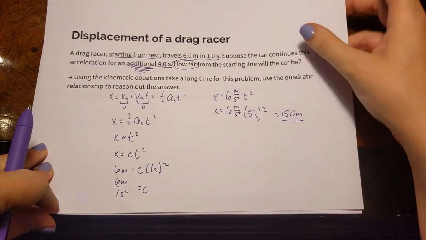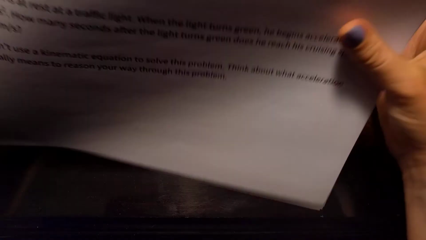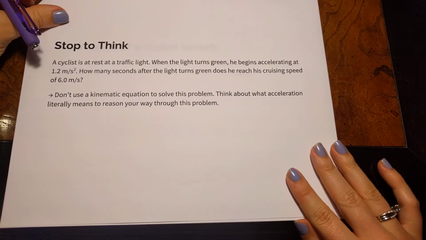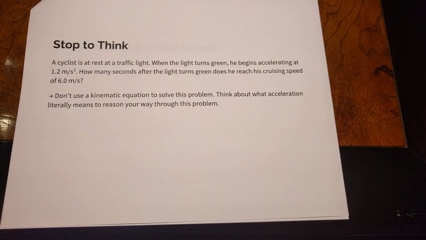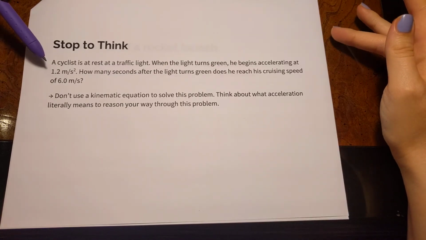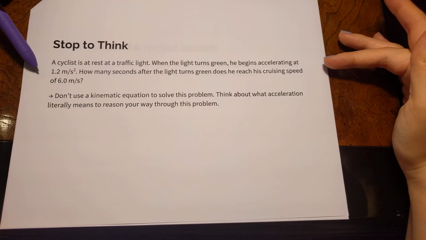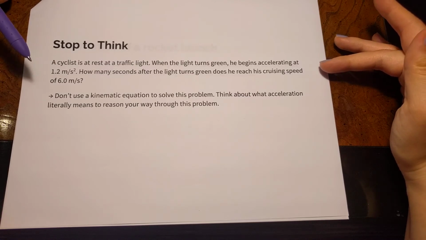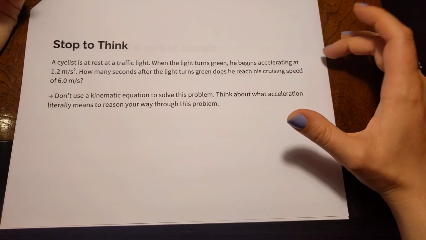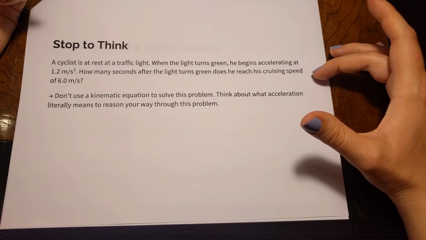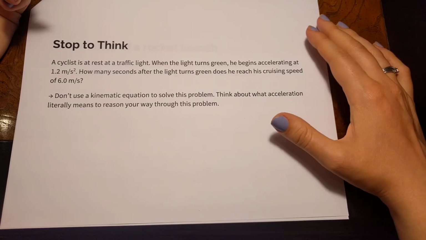Let's now cover the next question as well. Another don't-use-the-kinematic-equations problem. So we have a cyclist at rest at a traffic light. When the light turns green, he begins to accelerate at 1.2 meters per second squared. How many seconds after the light turns green does he reach his cruising speed of 6 meters per second?